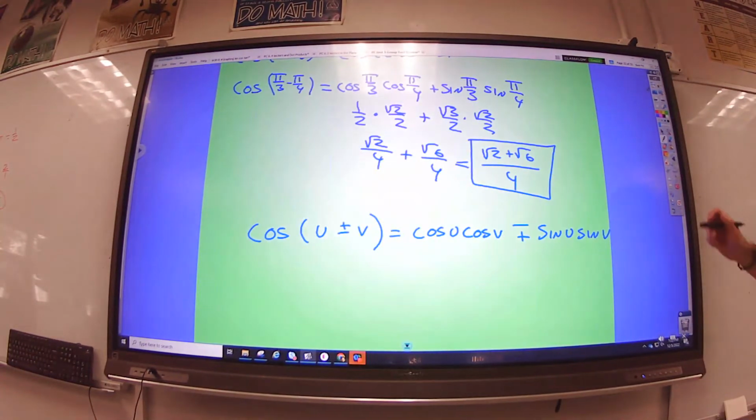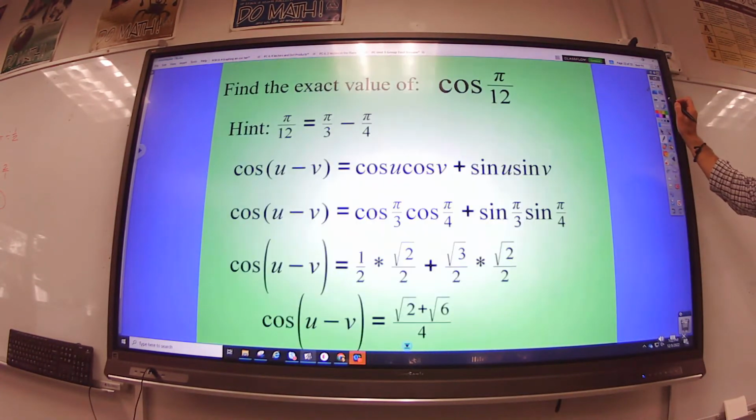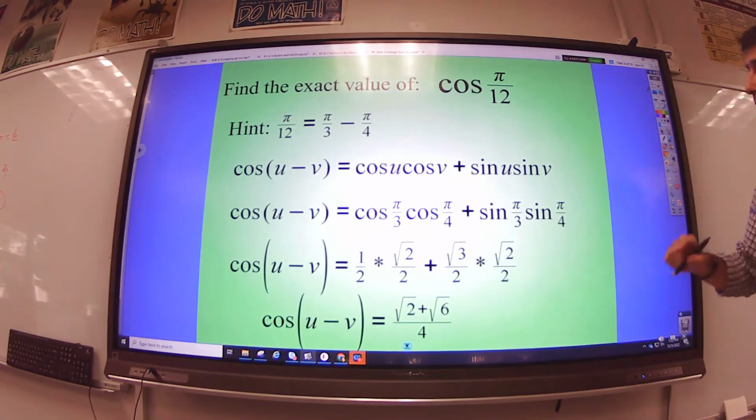All right, I'm moving on. Okay, there it is. Is that what I said? Root 2 plus root 6 over 4? Is that what I said the answer was? Yeah. Okay, good. Just want to make sure I'm right. So that's the answer, right?